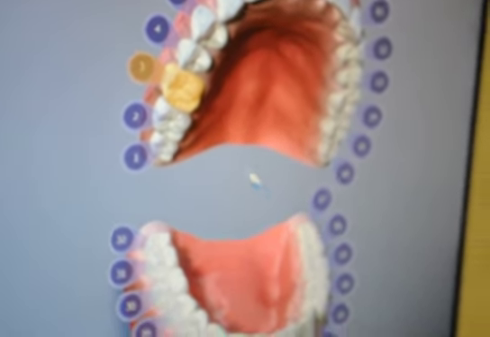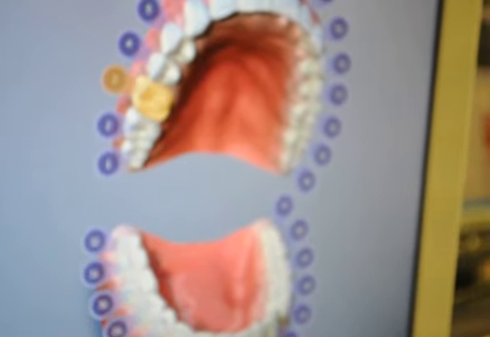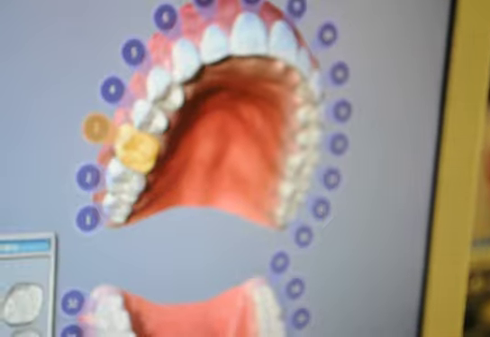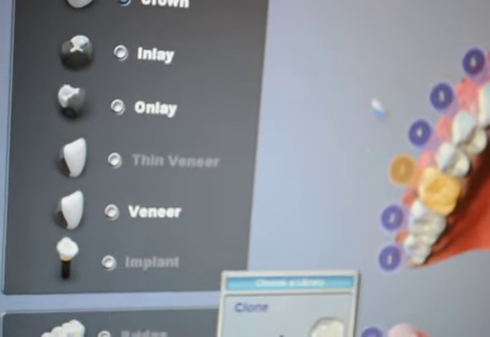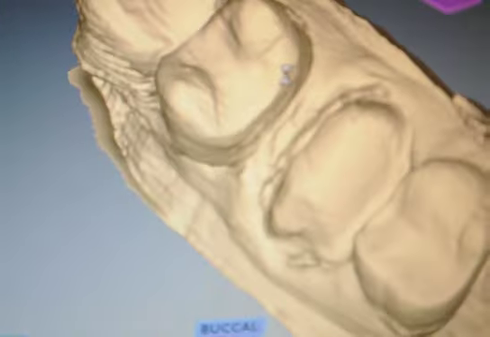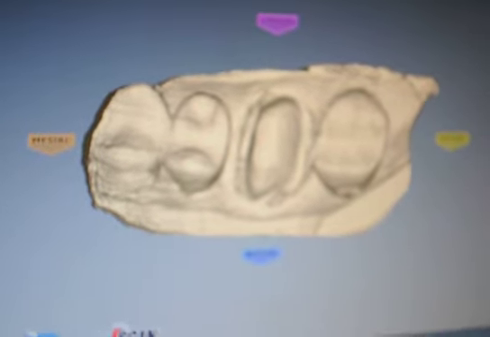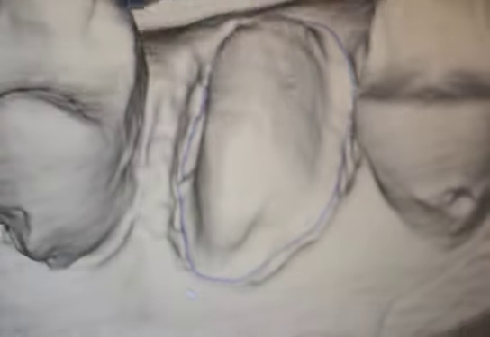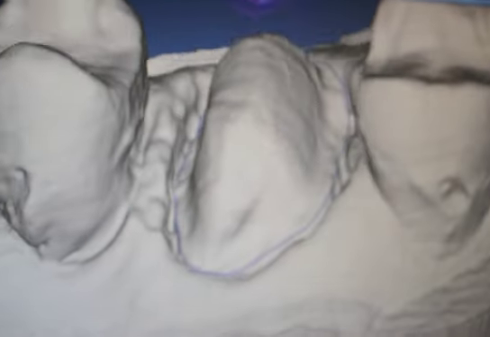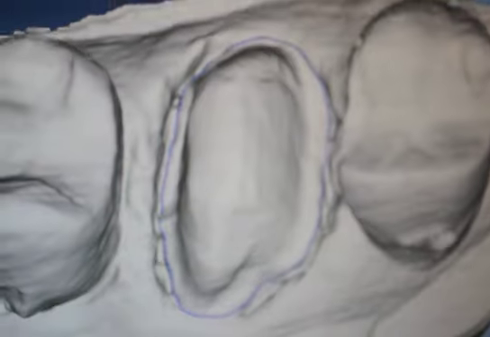Okay, so the first thing is we pick the tooth number, and then we just pick the mold for the tooth that we want, or the shape of the tooth. And then with the model, we scan it and mark the margins. And we tell the computer where the crown is supposed to go around the tooth.